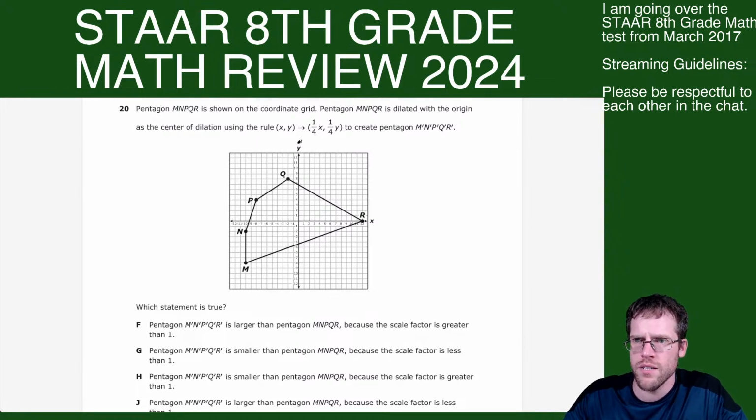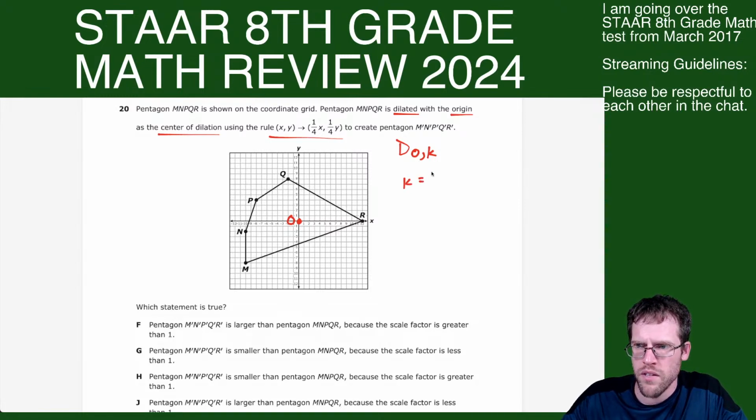All right, we have this pentagon here, and it's being dilated with the origin as the center of dilation using this rule. And we want to know which statement is true. Well, one thing that stands out to me is that the dilation is centered at the origin with scale factor k, and the origin is here at 0, 0. So if x and y are being multiplied by a fourth, that means this is being scaled by 1/4. And if your scale factor is between 0 and 1, that will make the shape smaller. It's going to make it come closer to the origin.